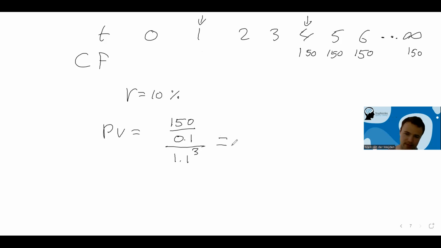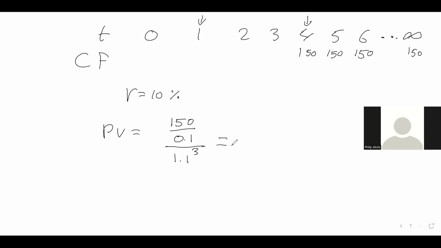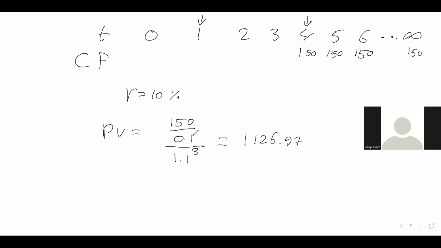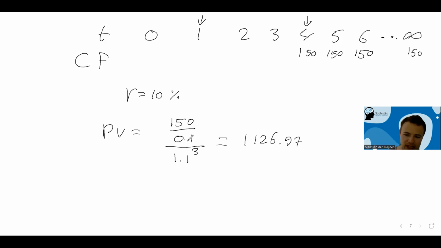What do you get? 1,126. Yes. Very good. Like this, right? Is it what you got? Yeah. All right. Thank you, Philip. Is this clear for you guys? Is it really clear, or do I need to show an extra example?